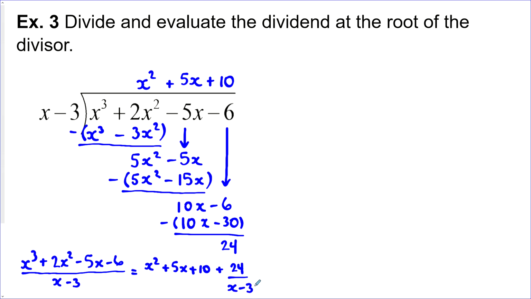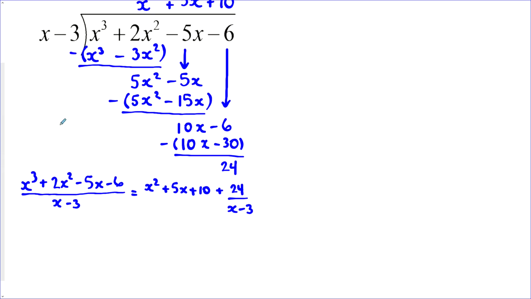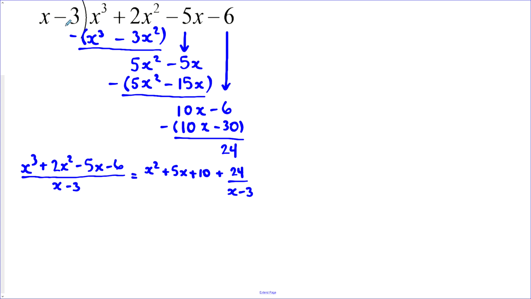Now we want to evaluate the dividend at the root of the divisor. So this is the divisor right here, and the root of it will just always be the opposite. We see minus 3 here, so the root will be plus 3. Root of divisor. Now you can set that divisor equal to 0 and solve this, but it will always be the opposite. So we need to put 3 into this polynomial right here. And why are we doing that? Just to check out something, just to notice a pattern. And that's what the question said to do.